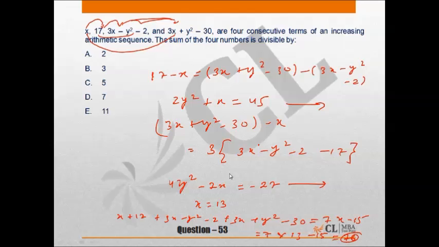But we have to not just find the sum of these four numbers, but have to check which of the given options is a factor of 76. Out of the given four options, only 2 divides 76. Therefore our required answer is A.